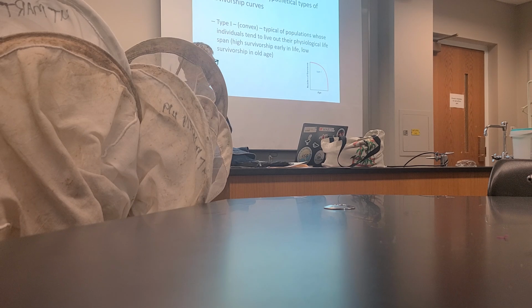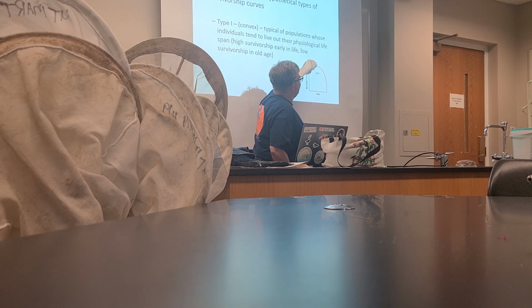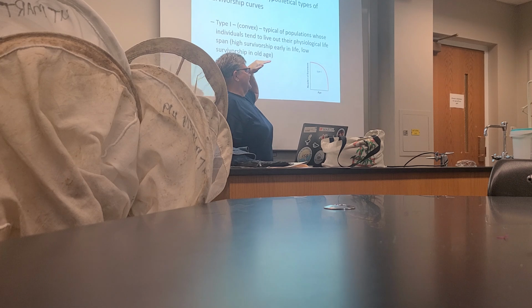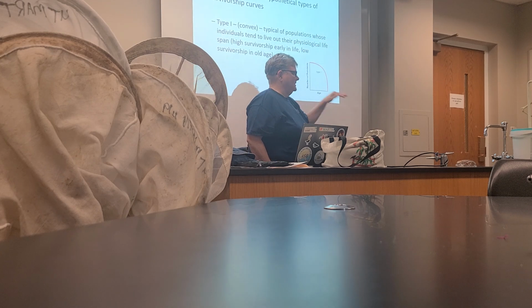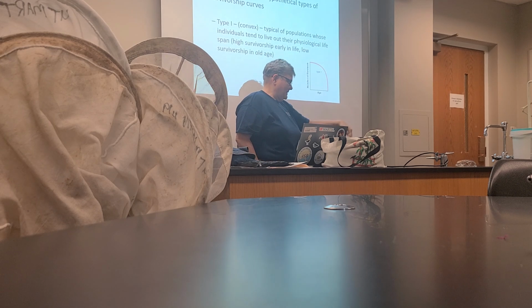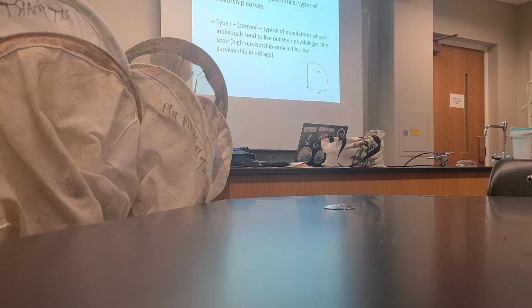The first type of curve is our type 1. It's convex. So it stays really high and then drops off like this picture. And this is typical of populations where individuals tend to have good survivorship throughout their life.